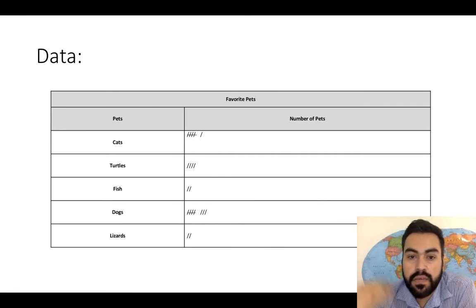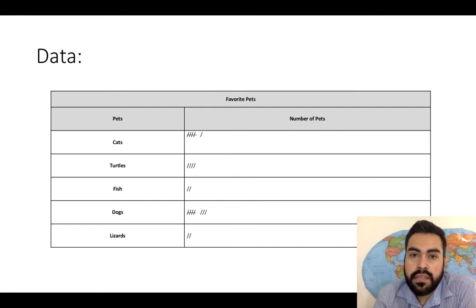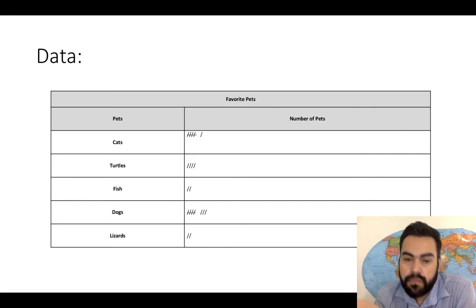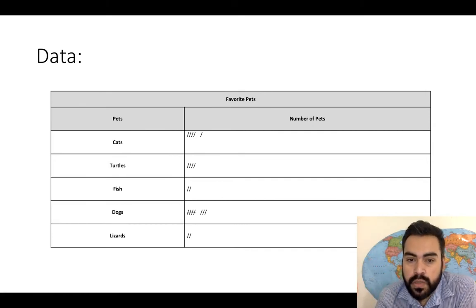From this data, we can start generating, organizing, and analyzing our data. Analyzing means we interpret. For example, it could be very straightforward. Okay, so how many students like turtles? 4 students like turtles. Or they can ask you, how many more students like turtles versus fish? Well, you go and look at and analyze your data.